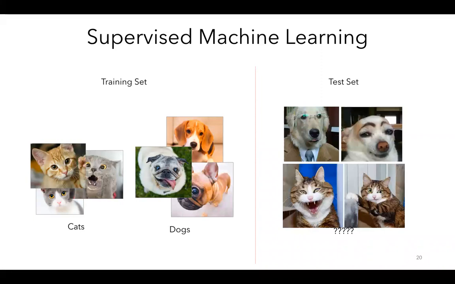And what is happening here? We put up a test for the machine. The test data set will also have cats and dogs, but without labels. So here the machine will be guessing, or predicting, which images are of cats and which images are of dogs. So this is the supervised machine learning method.